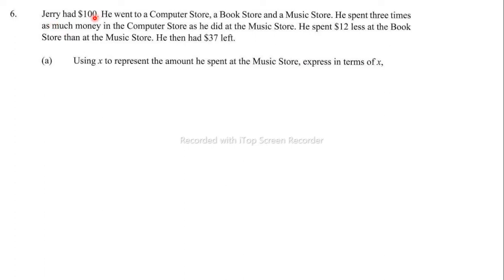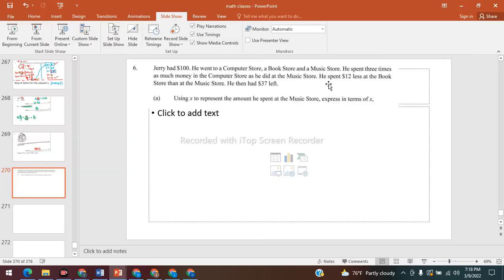At any rate, Jerry had $100. He went to a computer store, a bookstore, and a music store. He spent 3 times as much money in the computer store as he did at the music store. He spent $12 less at the bookstore than at the music store. He then had $37 left. Using X to represent the amount he spent at the music store, express in terms of X the following.